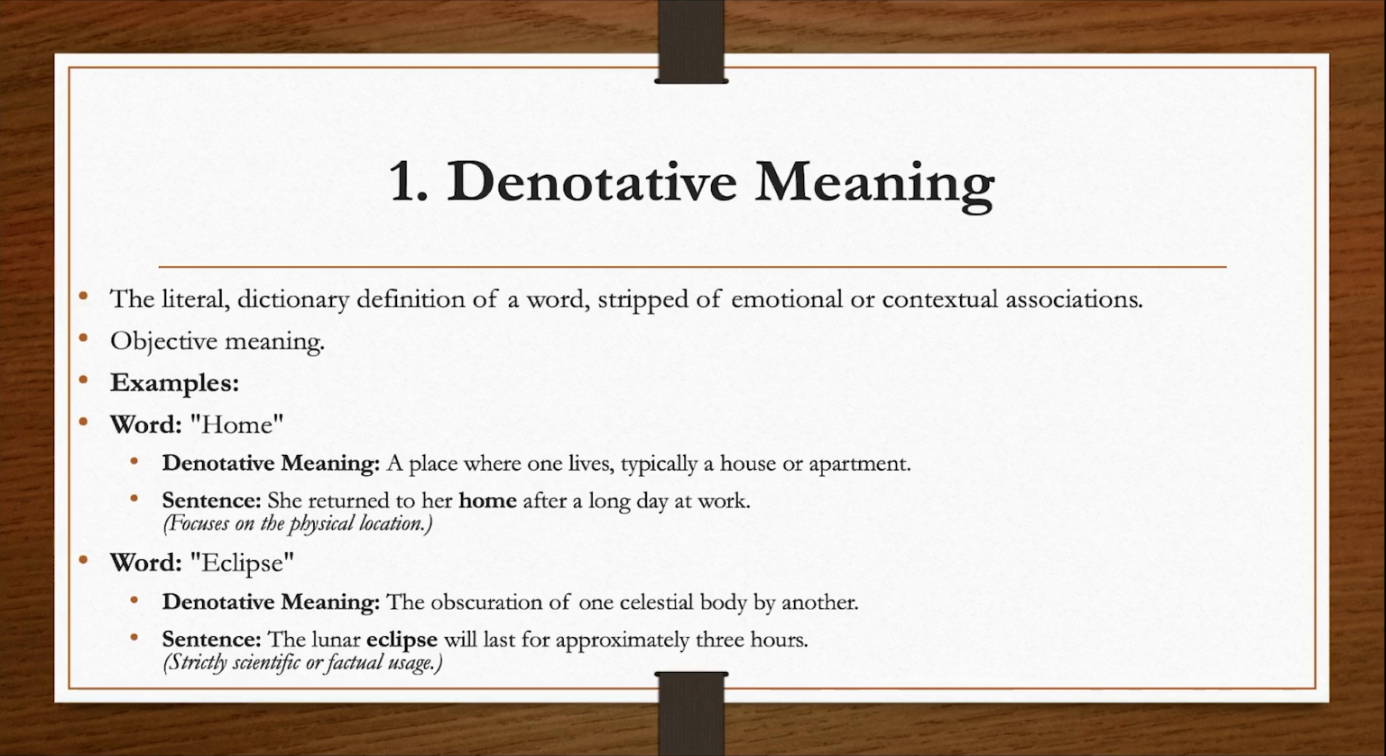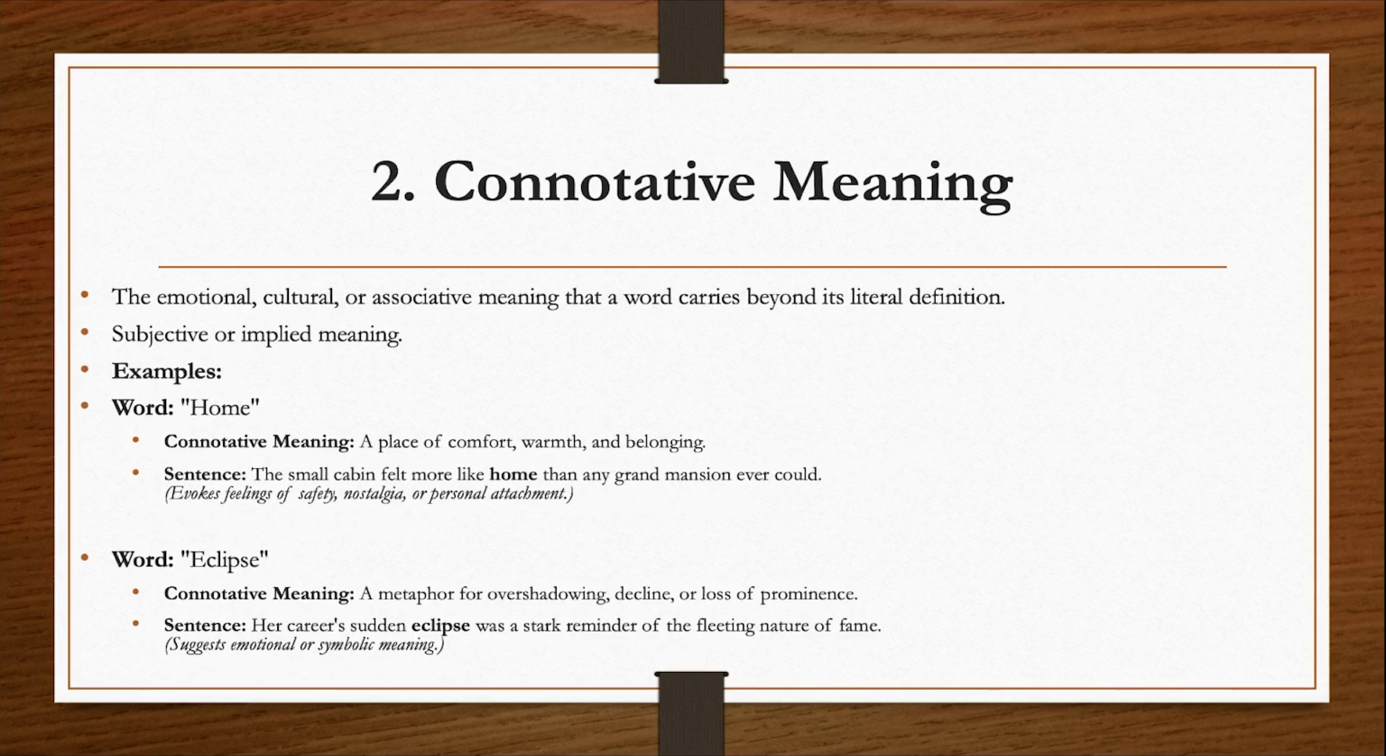All right, now let's move to connotative meaning. Now, the connotative meaning basically means the emotional, cultural, or associative meaning that a word carries beyond its literal definition. That is connotative meaning, that is subjective or implied meaning. For example, again taking the same example, home. Connotative meaning: a place of comfort, warmth, and belonging. Perhaps a place with family, a place with your mother, your parents. Sentence: the small cabin felt like home more than any grand mansion ever could.